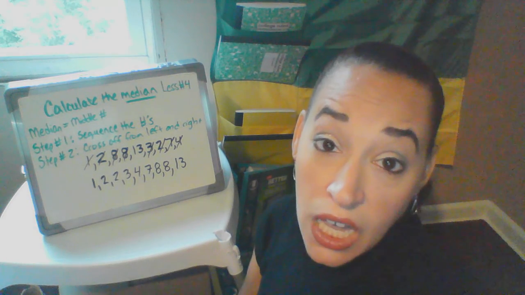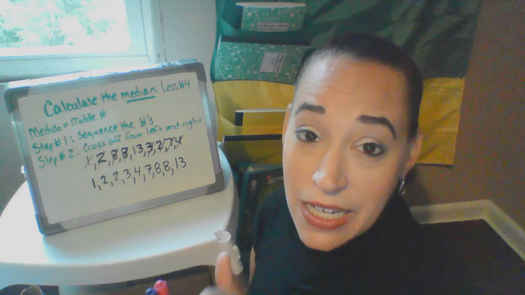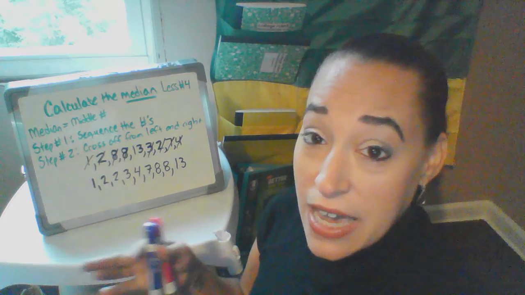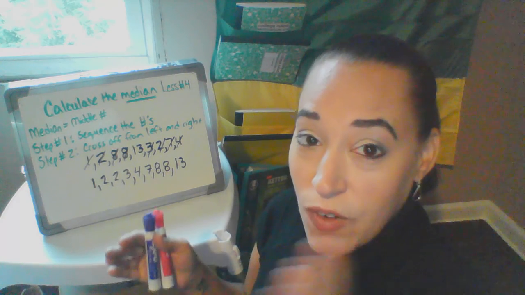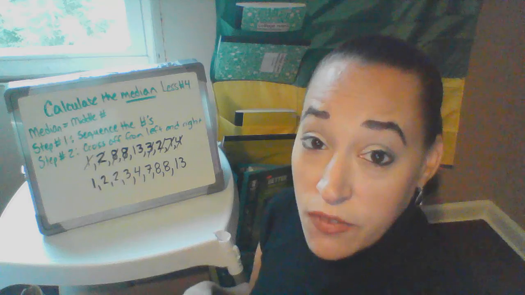So me, I like to use 2 different colors, so it makes it easy. So I know I'm taking as many off from the left as I am from the right, because it has to be even. You can't take 5 off from the left and 2 off from the right. You have to take the same amount off from the left and the right.